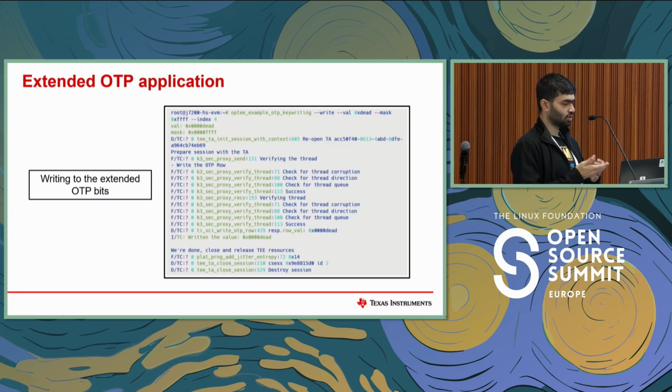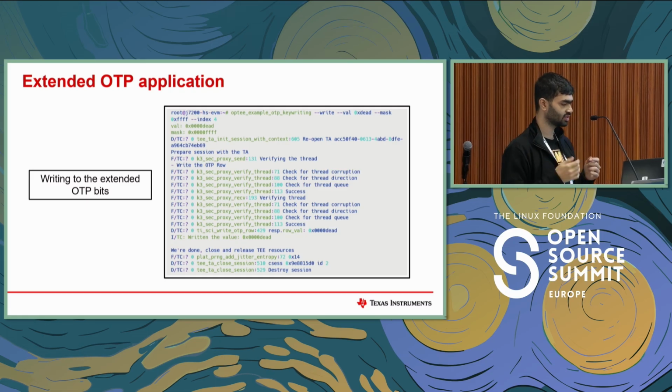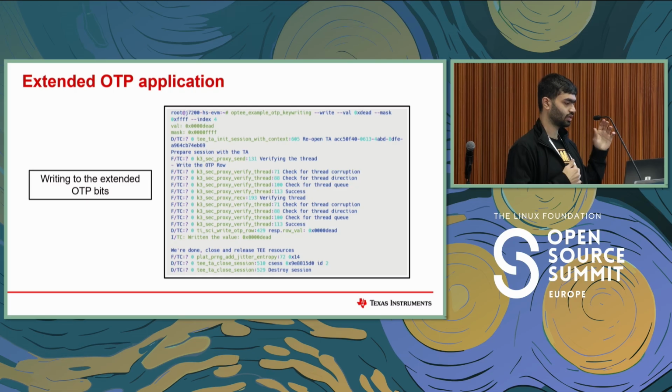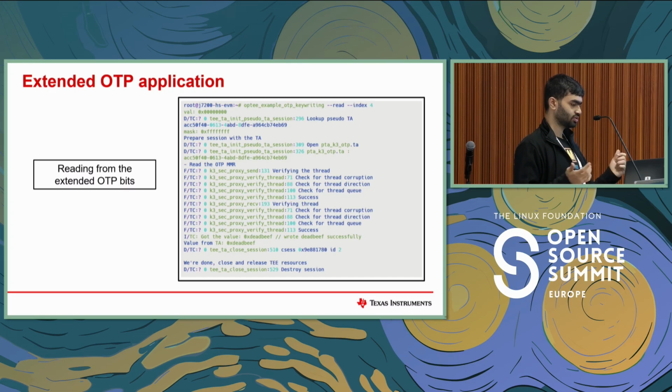So from the user space, you end up doing the call as a user space application, the OP-TEE example OTP key writing. You write with the value, the mask, the index. It all goes through the flow that I had mentioned before, and at the end, we end up writing the OTP bit in the efuse. Next, we can just read it back, and we see we have dead beef.